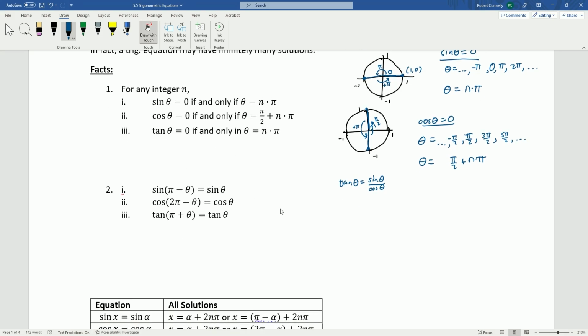Now, another thing that we want to take a close look at here: the following three facts are going to be very helpful for understanding our general solutions to our trigonometric equations. So this first fact here is sine of pi minus theta equals sine of theta. So we'll just draw the top half of the unit circle for ease here. That'll be enough to get the picture.